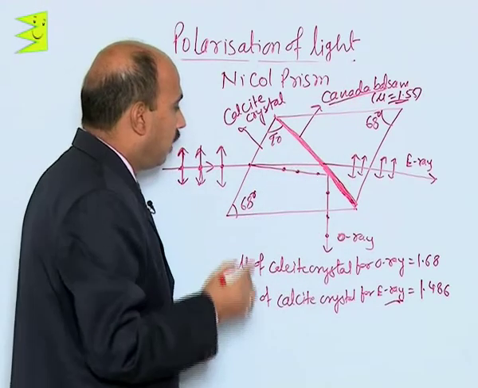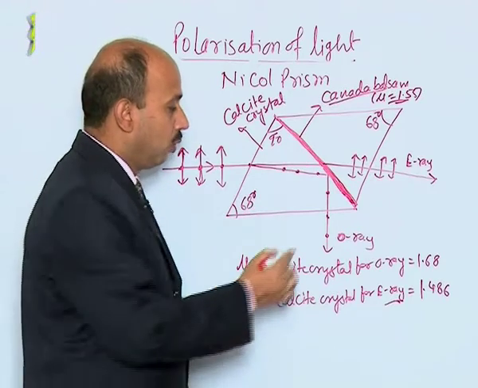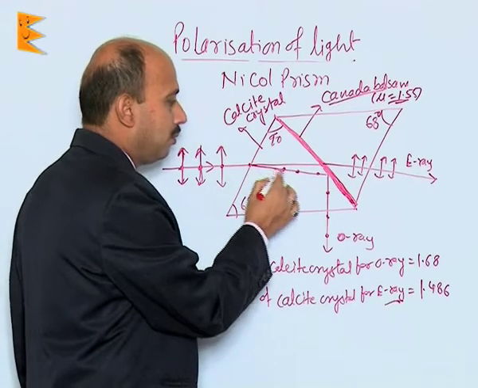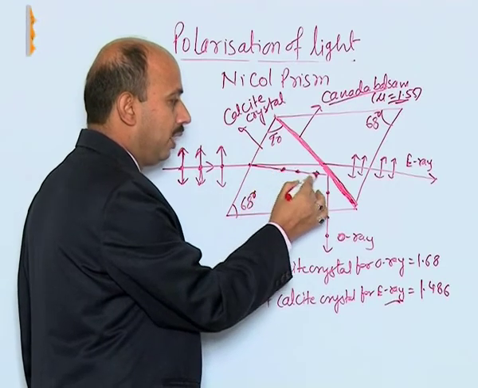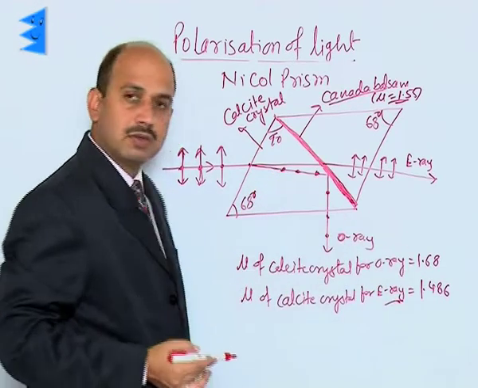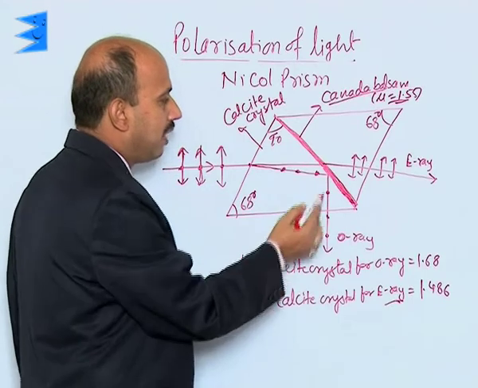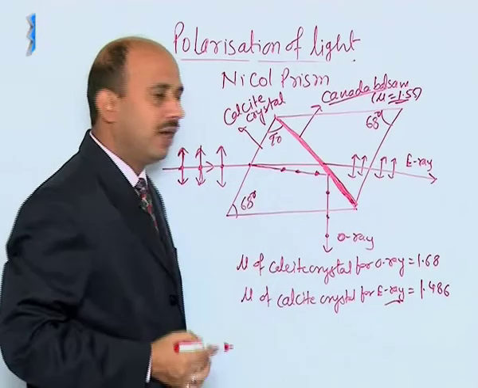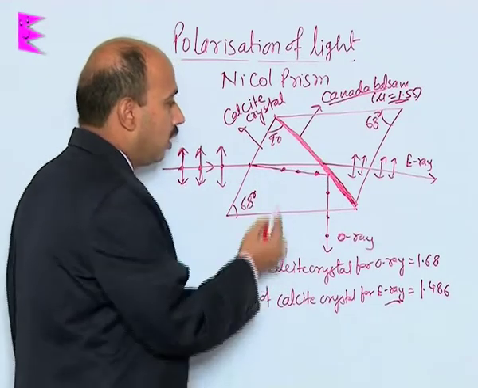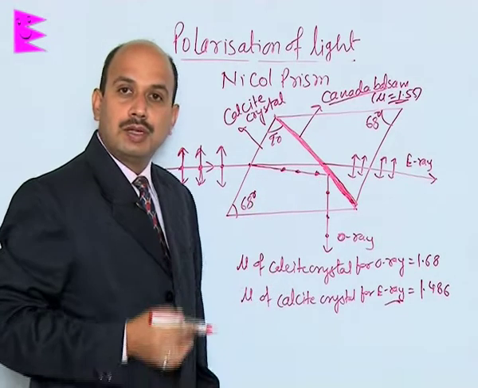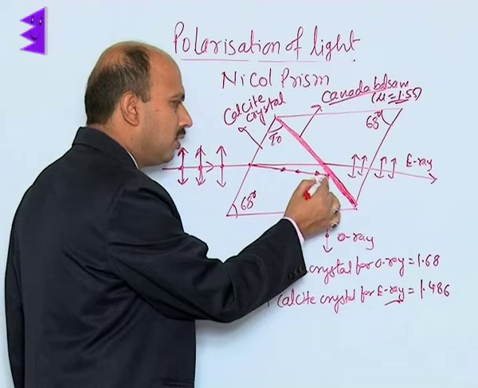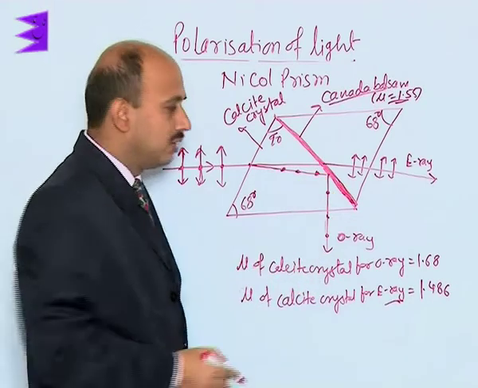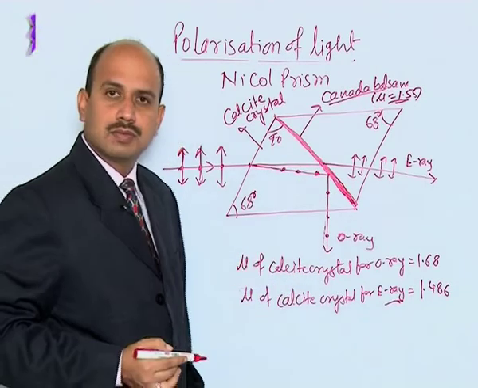Now, first look at the O ray. When it comes here, the refractive index for this O ray is 1.68 and the refractive index of Canada balsam is 1.55. It means the O ray is actually going from a denser to a rarer medium. In that case, total internal reflection takes place and this component goes to this side.